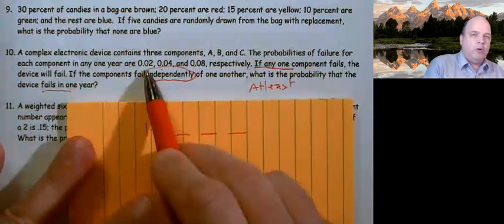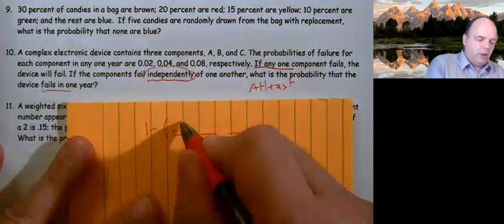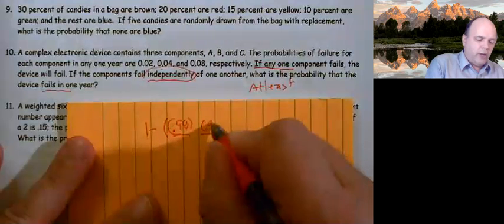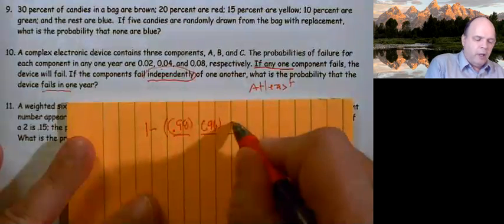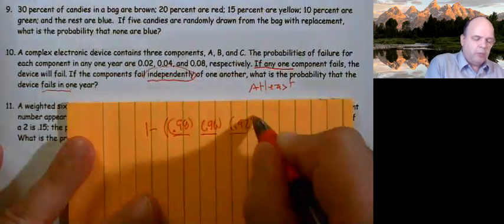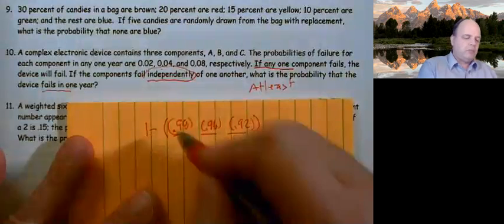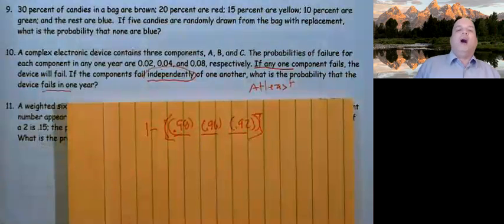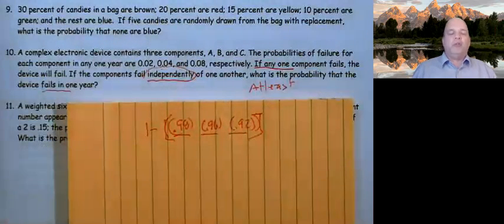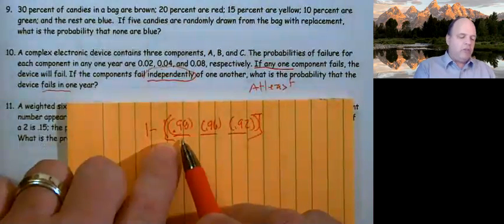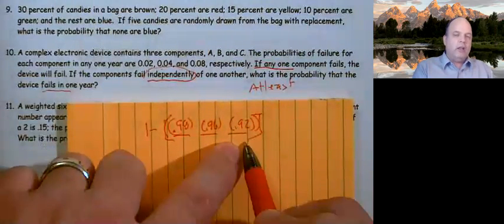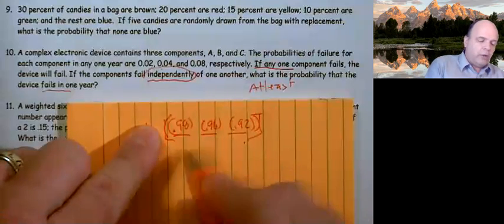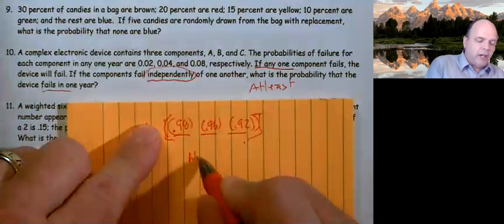So the complement of 0.02 is 0.98. The complement of 0.04 is 0.96. The complement of 0.08 is 0.92. Now let's talk for just a moment about why I'm doing this. Like, I'm doing this because I want extra credit. Okay, besides the extra credit, why am I using the complements? Because this right here tells me it's not failing, not failing, not failing. So if I multiply this together, this part that's in the brackets is the probability the device does not fail.